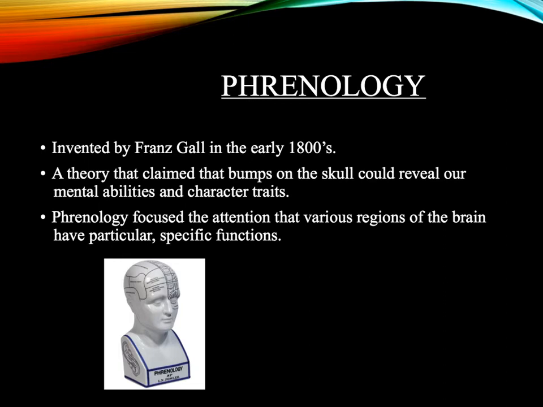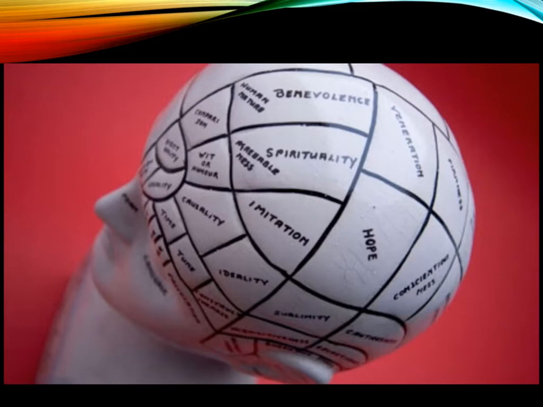Phrenology focused its attention on how various regions of the brain have particular specific functions. For example, your facial features and the shape of your skull can be used to effectively predict your behavior, according to Franz Gall's theory of phrenology.